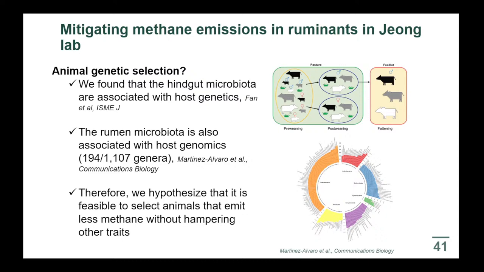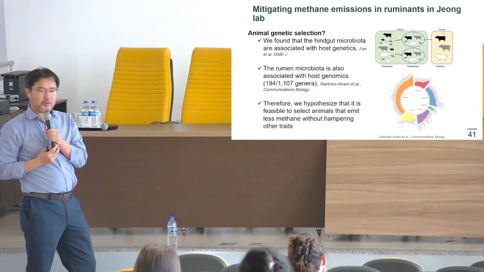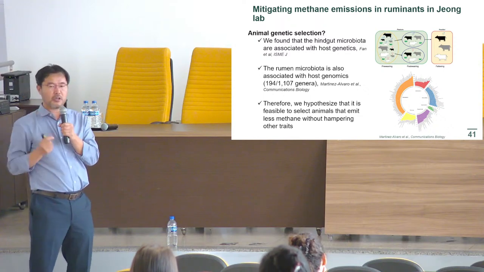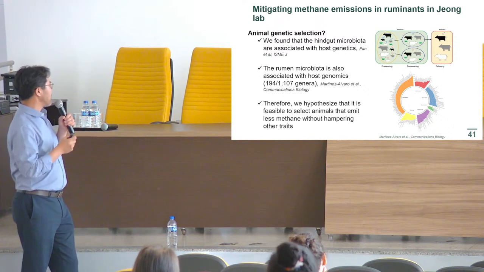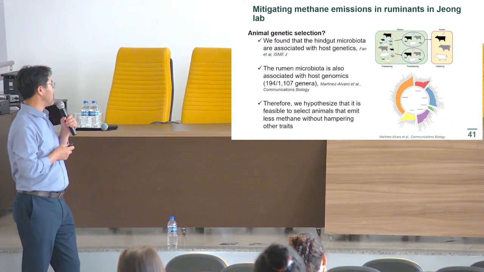Another, alternative way is probably genetic selection. As I said about the previous study, host genetics affects microbial composition, including archaea and methanogens. Therefore, if we can develop hosts with less methane emissions, maybe that is good. This is very critical, because we already know that animals have variable methane emissions. Also, rumen studies found about 1,100 genera, and about 10 to 20% of them are associated with host genetics. Therefore, we hypothesize that it is feasible to select animals that emit less methane without hampering other traits.